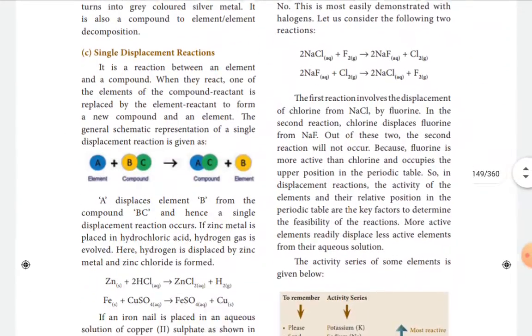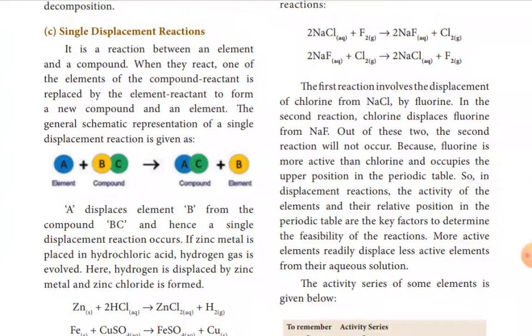Now we are going to learn about single displacement reaction. Single displacement reaction is a reaction between an element and a compound. When these two react, one element of the compound reactant is replaced by the element reactant to form a new compound and an element. The general schematic representation of a single displacement reaction is given as follows.